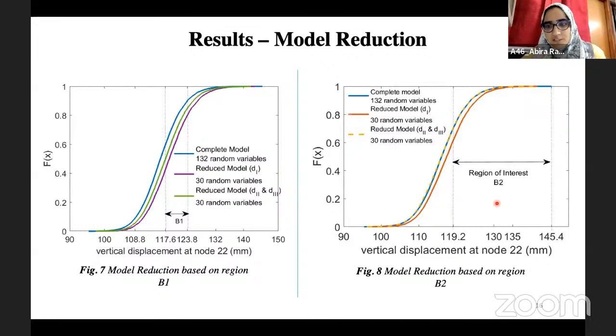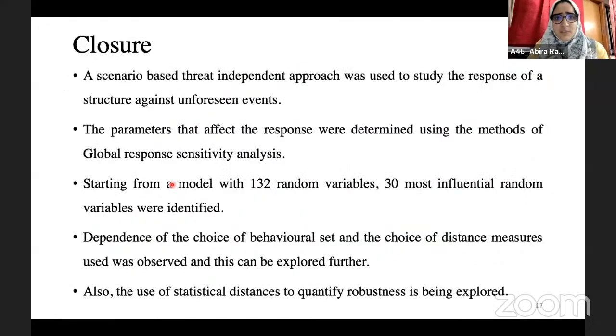So in the region of interest B2, 30 random variables were enough. And it was seen that the results of the Kantorovich metric gave the most correct results, with the minimum number of random variables needed for model reduction. And for region of interest B1, if we consider just the first 30 random variables, the results were not that satisfactory, which showed a dependence of the region of interest on the model reduction. So that was my presentation.